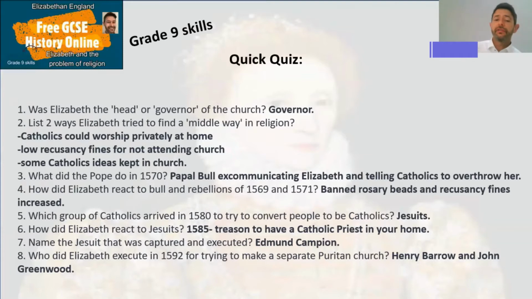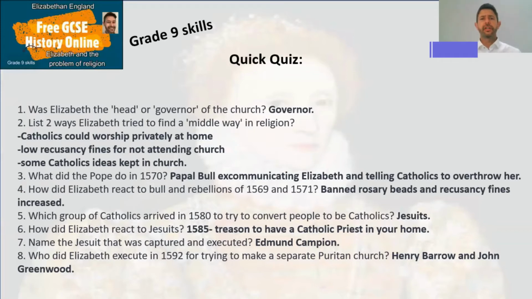So which group of Catholics arrived in 1580 to try and convert people back to being Catholic? Well, the Jesuits arrived. So this is part of the Counter-Reformation, particularly from Spain, to try and turn England back to being Catholic. So how did Elizabeth react to the Jesuits? Well, she made it treason to have a priest in your home. So as we'll look at the next answer, some of these priests were caught and executed.